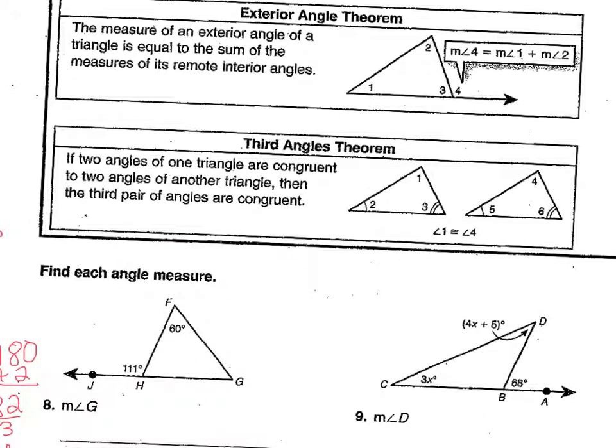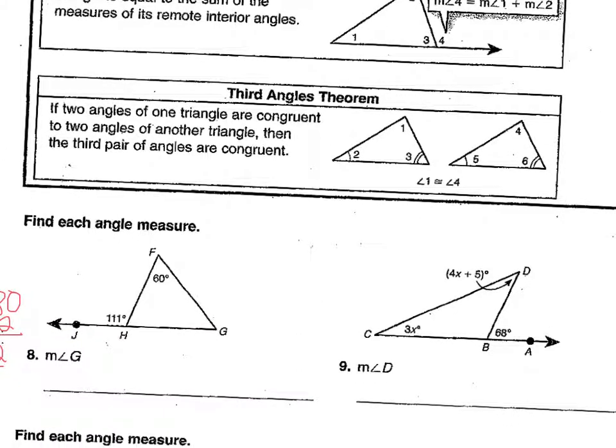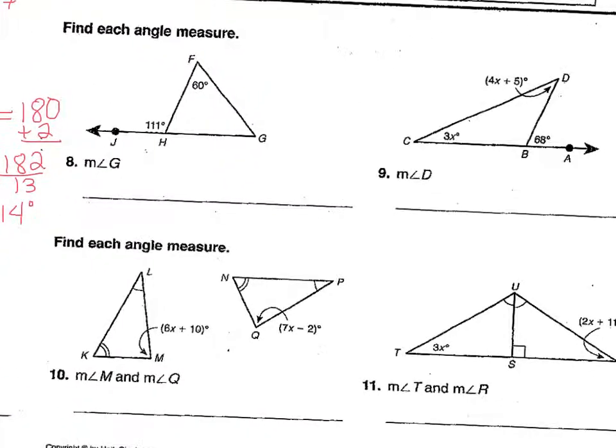And now the third angle theorem says that if two pairs of angles, like 2 and 5 are congruent, and angle 3 and 6 are congruent, then by the third angle theorem, you can conclude that angle 1 is congruent to angle 4, okay? So let's move on to example number 8. What is the measurement of angle G? That's right, 111 minus 60 degrees. That's the easiest way to get it, okay? Which is 51 degrees.